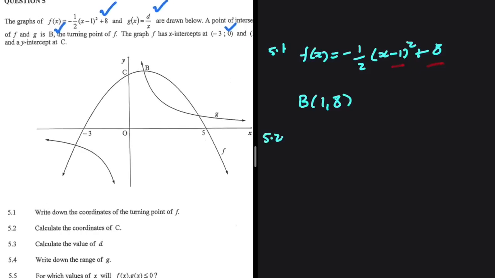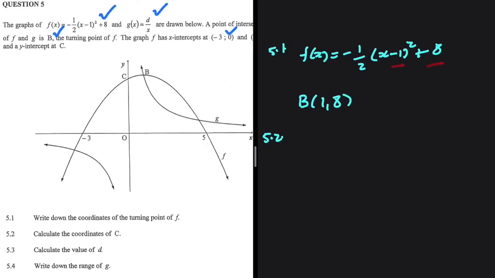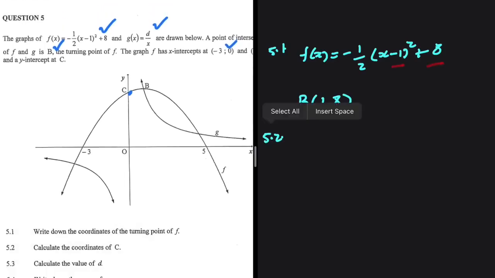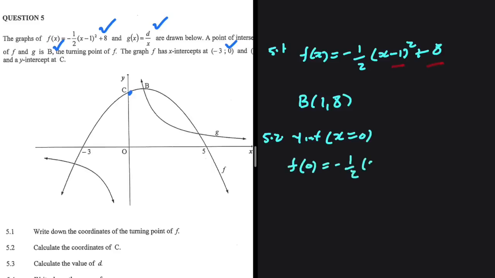In 5.2, we're looking for the coordinates of C, not just the x coordinate. C is the y-intercept of f. So for the y-intercept, I know x is equal to 0. If I go ahead and substitute x equals 0 into f of x, I'm going to have -1 divided by 2 multiplied by (0 minus 1) squared plus 8. Let's take a look at this. 0 minus 1, that is -1. You square that, you get 1. So we have -1 divided by 2 plus 8, which should be 7.5.